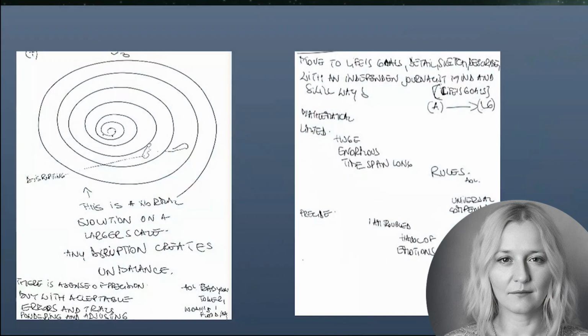I've seen this spiraling type of, like, a perfect spiral as a normal path for a civilization or a life or a universe. I don't know for sure. It felt like a normal, beautiful spiral, and somewhere in the middle was a disrupting area. And disruption for me creates unbalance, and there is a sense of precision, but with acceptable errors and trials, pondering and adjusting. I had a sense of Babylon Tower or Noah's flood.